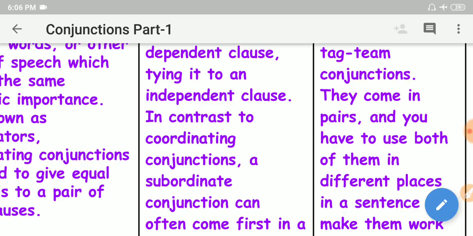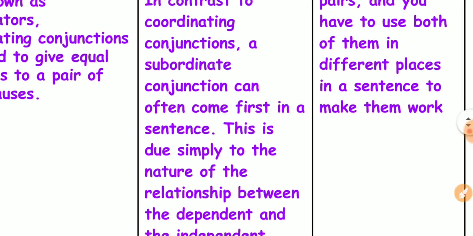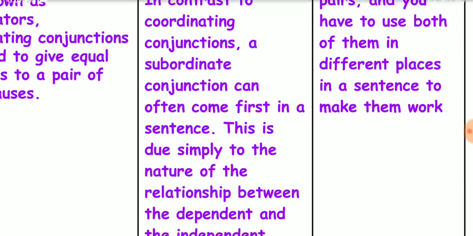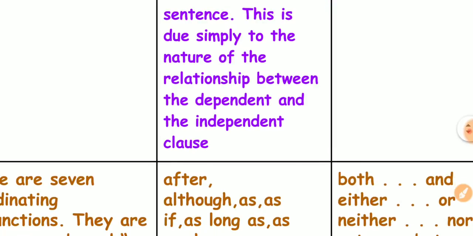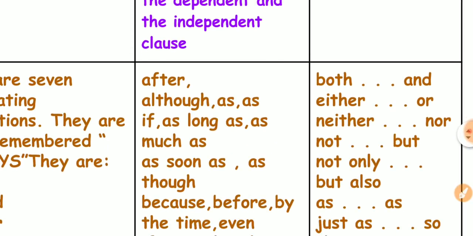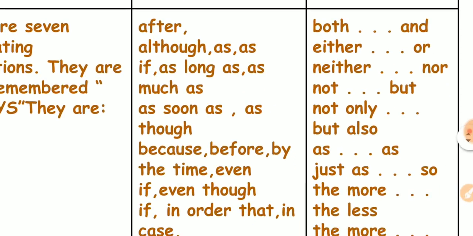They must be used in a sentence, but in different places, to correlate with each other, my dear friends. At the same time, in different places in a sentence, to make them work. In order to make them work, we must use them in two different parts of a sentence. This is the meaning of correlative conjunction, my dear friends. So let us go and learn some examples of correlative conjunctions. See here.